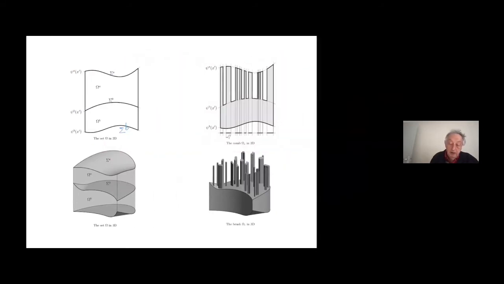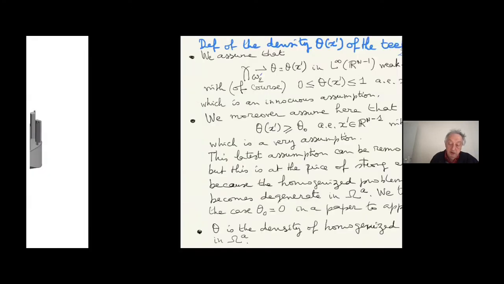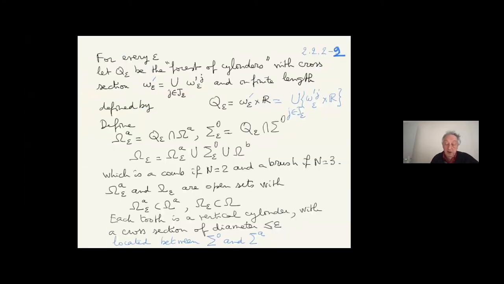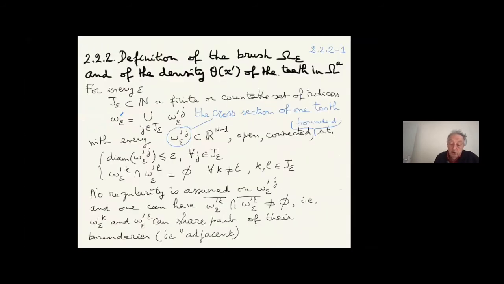Okay, I forgot to say something, and that something is the definition of omega A epsilon. So we add the cross-section of each tooth. Omega epsilon prime is the union of the cross-sections of the teeth for epsilon fixed.